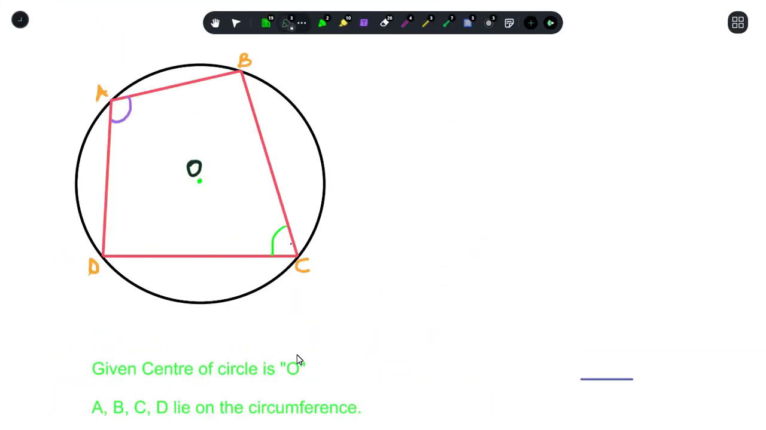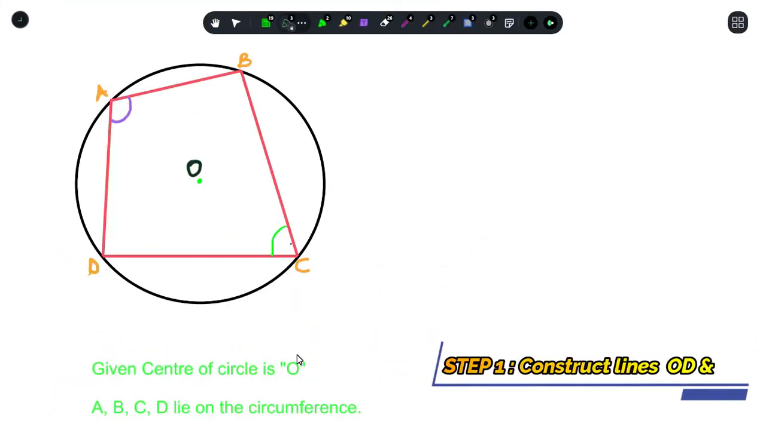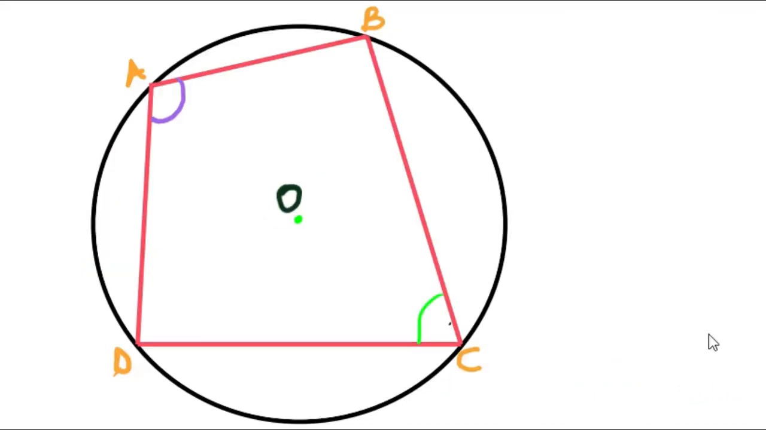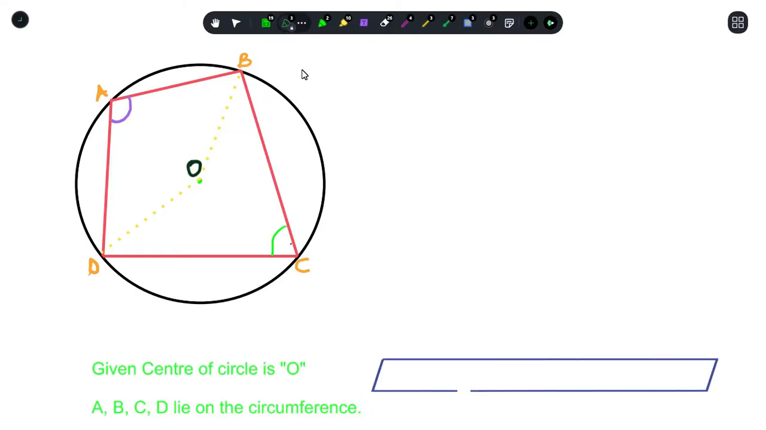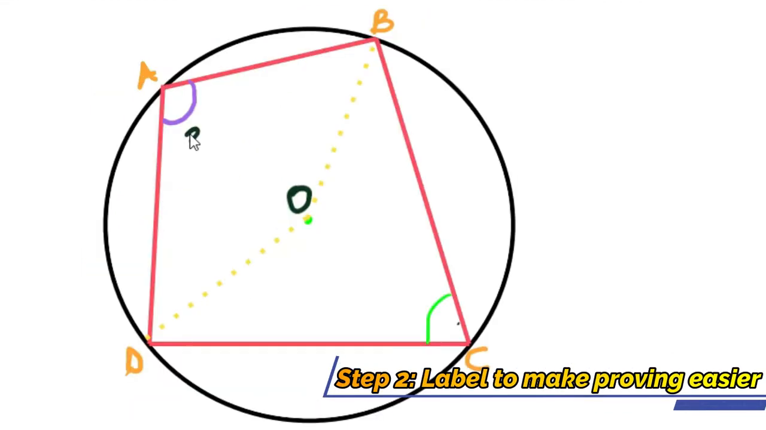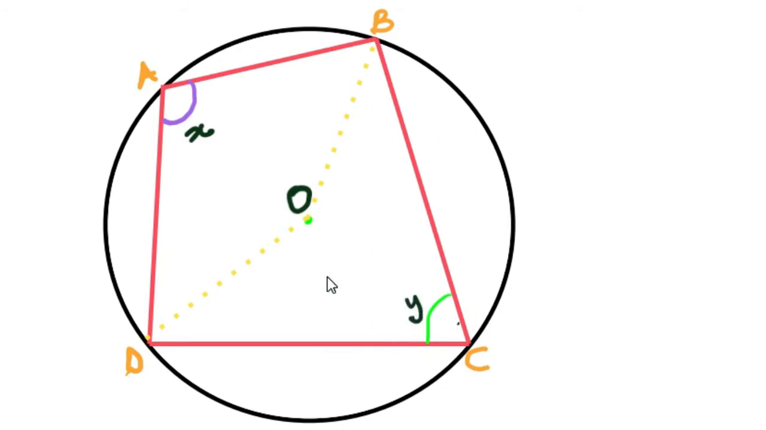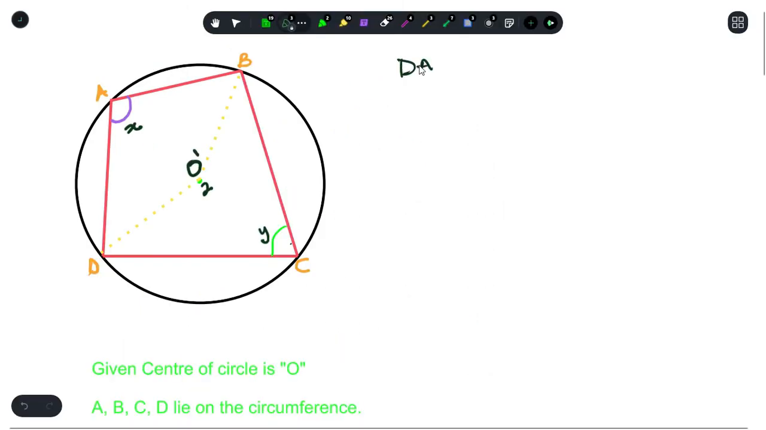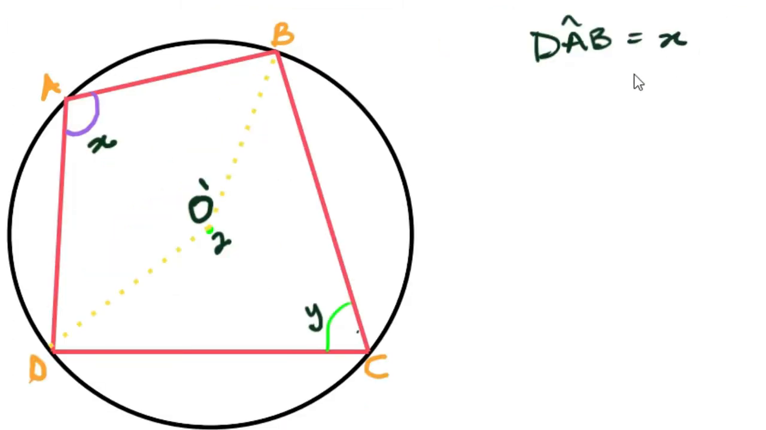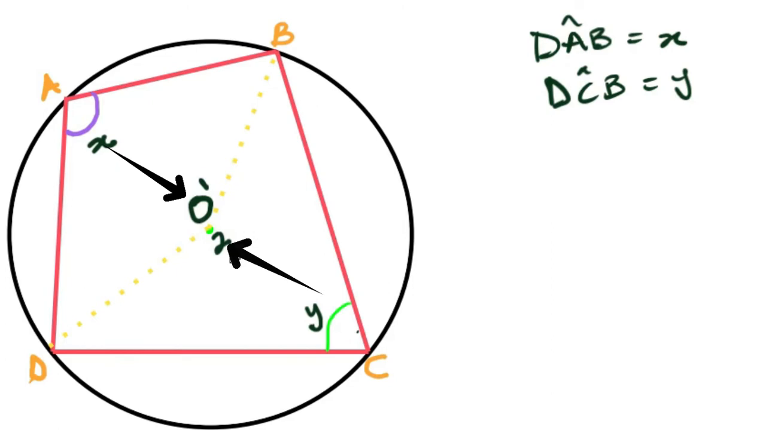So now, to prove this, the first thing we need to do, as we do for every proof, is to construct something to help us draw this. So we're going to connect a line from D to O and from B to O. The second thing we're going to do is label. Let's call this X. Let's call this Y. The top part of our O, let's call that 1. The bottom part, let's call that 2. So all we did is that we said DAB is equal to X and DCB is equal to Y. Then we have DOB as 1 on the top part, and the bottom part we call 2.